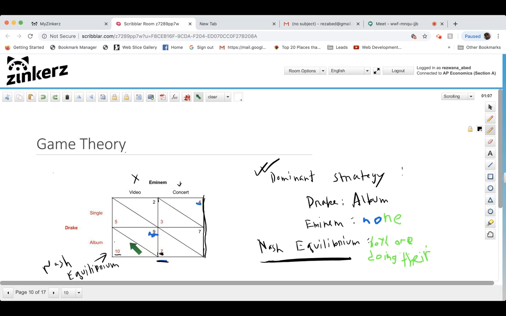So neither player can actually benefit from moving away from this choice or this cell, which is an equilibrium. This is what we know as the Nash equilibrium. Both are doing their best. There is no regret. They're doing the best that they can in response to what the other person is doing.